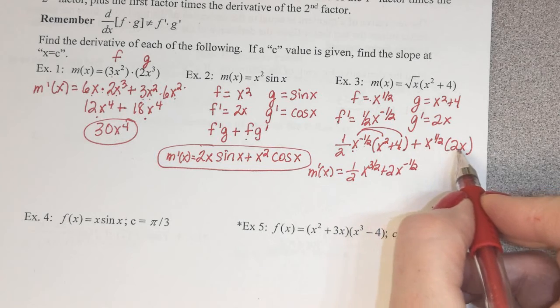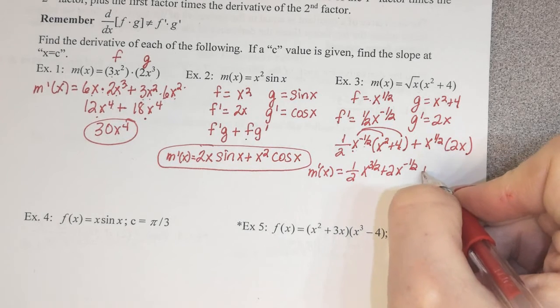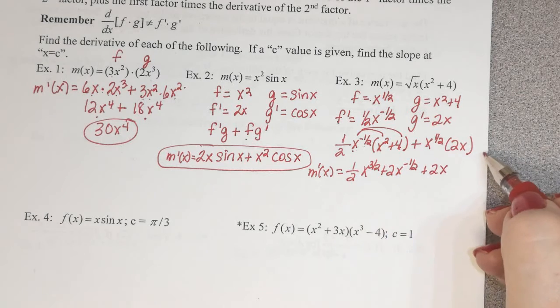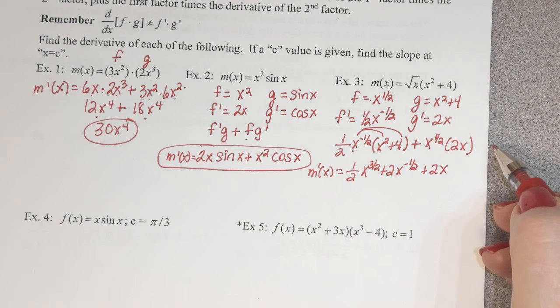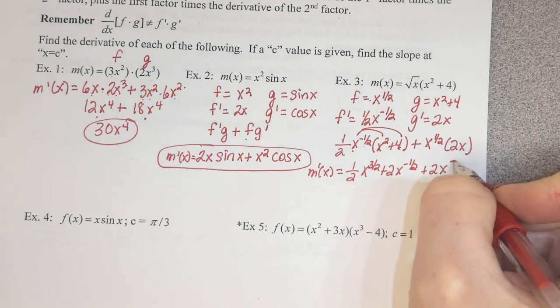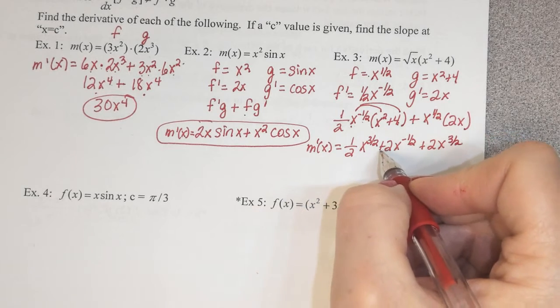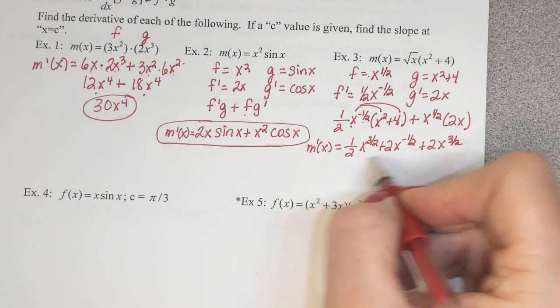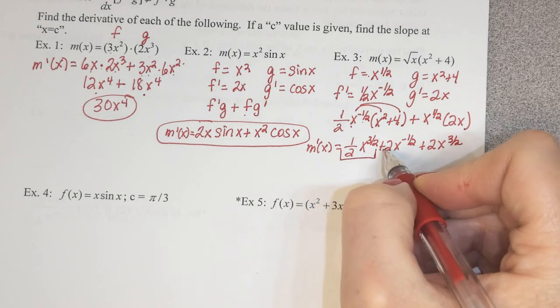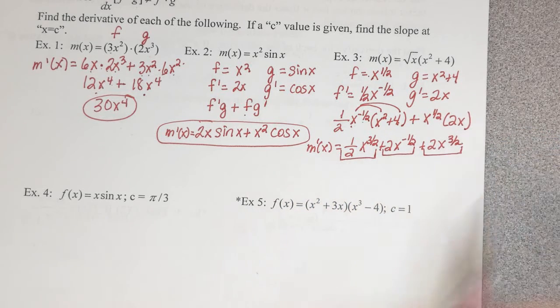And then on this one, I have to multiply these. So these are going to be 2x to the what? Add the exponents. 1/2 plus 1 is 3/2. Okay, so now look at our terms. Terms are separated by pluses and minuses, or addition and subtraction. So here's one term, here's another term, here's another term. Are any of those terms alike? The first and the last one are alike, aren't they?